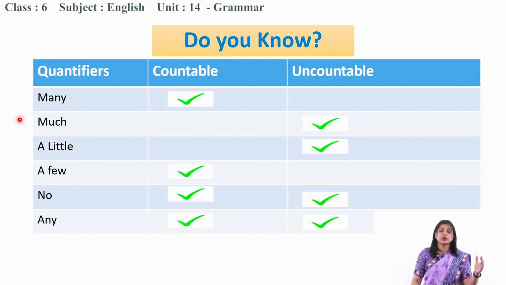So, you must know these quantifiers, where they are used, in order to write them properly in the sentence. You must learn it by heart. Many is used with countable nouns. Much is used with uncountable nouns. A little is used with uncountable nouns. A few is used with countable. No with both of them, countable and uncountable, and any also with both of them.